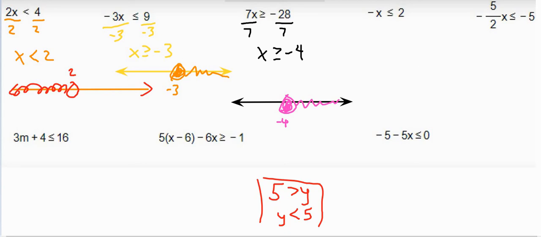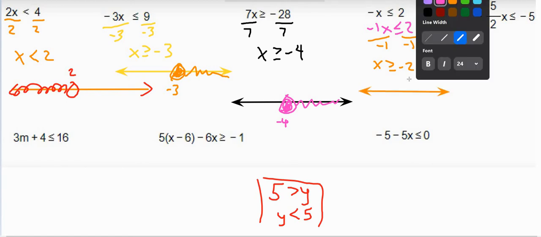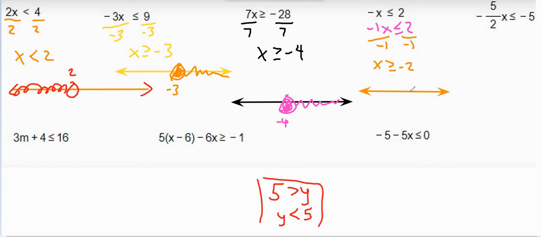The next one is negative x is less than or equal to 2. This is the same thing as writing negative 1x is less than or equal to 2. So we would divide both sides by negative 1. The negative was on the same side of the letter when we multiplied or divided, so we're going to flip the inequality, and it's going to be x is greater than or equal to negative 2. We have our number line. We're going to color it in at negative 2 because it's "or equal to." This part always tells us if we color it in or not. And we're going to color it to the right.